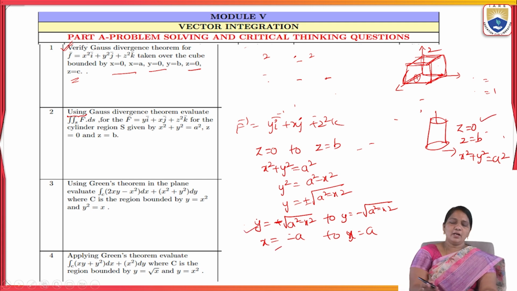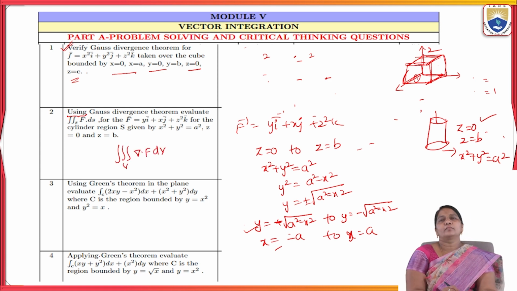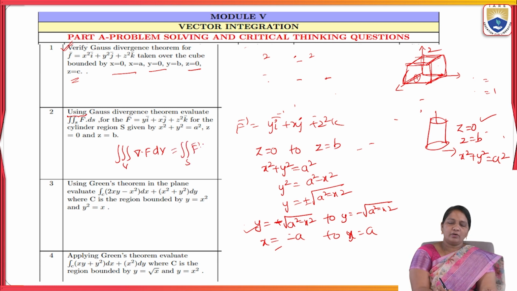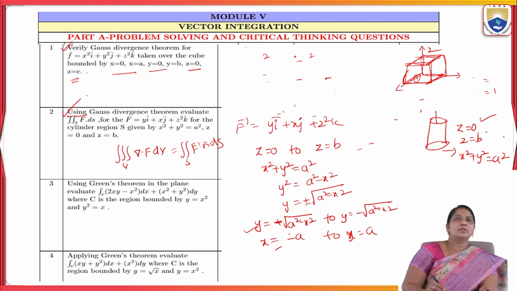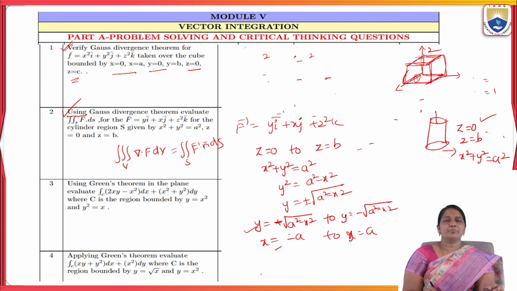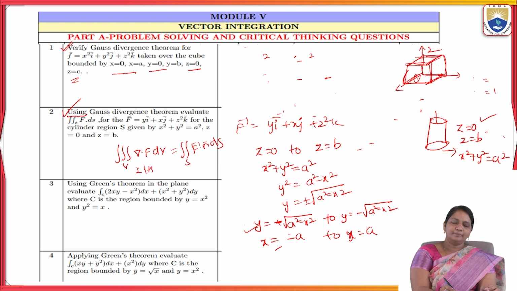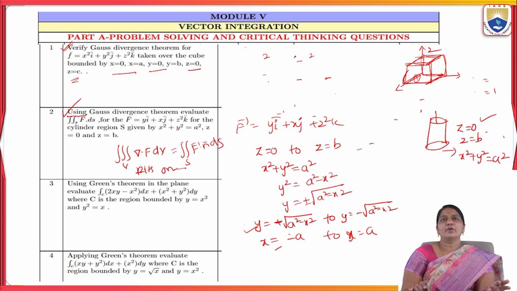So the z limits we know, and the x and y limits we know. We can calculate the triple integral over v of del dot f dv. Otherwise, we can calculate the double integral over s of f bar dot n ds. Whichever value you find easy, you can calculate, because here they are asking to use Gauss divergence theorem. That means you can calculate either the LHS part or the RHS part, any one value. And you have to remember, if they ask to verify, we have to calculate both values and equate them. We have to prove that LHS equals RHS.